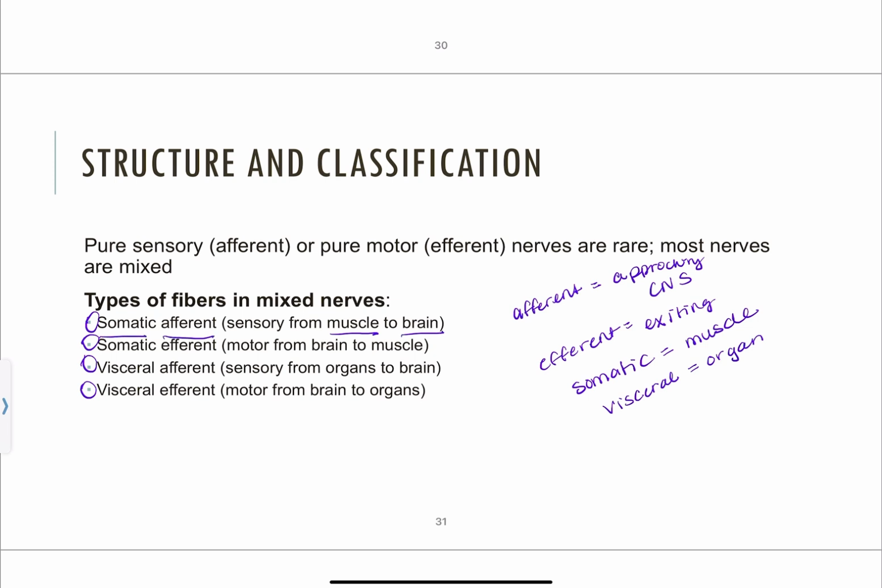That's what afferent means. If we look at somatic again, we know muscles involved, but it's efferent. So that means it's taking information from the brain and sending it to the muscle. If we look at visceral, that means organs involved, and it's afferent, so we're sending information from an organ to the brain. If we look at visceral, we have organ again, but it's efferent, which means that we're sending information from the brain to the organs.